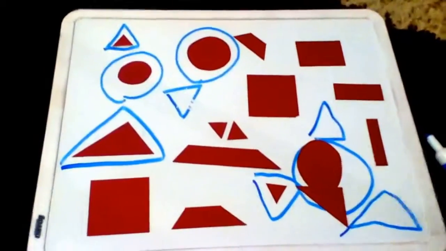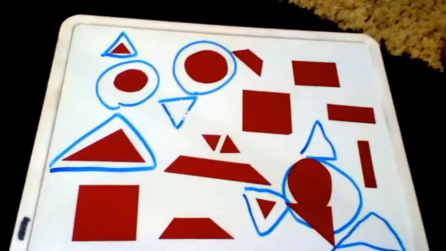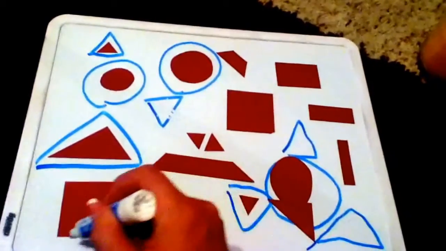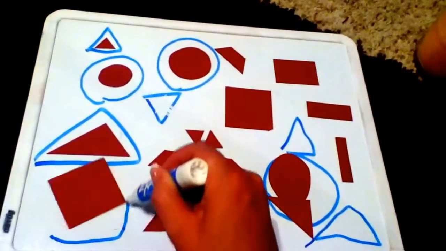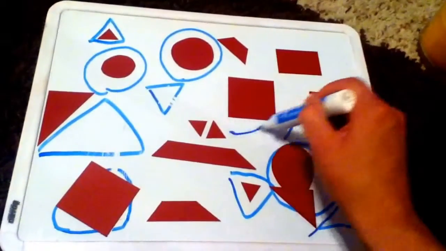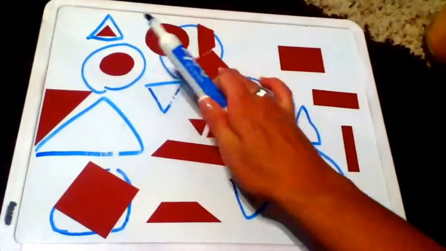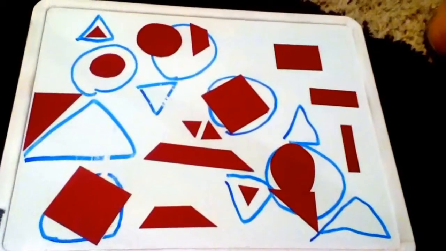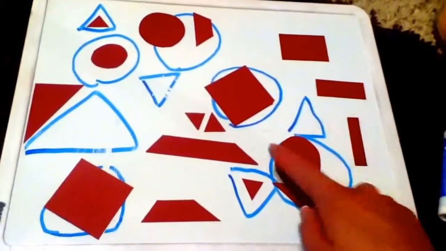Lastly, let's look for some squares. Which ones do we see that are squares? Good, we have this one. Oops. We have this one right here, and then we have this one right here. So how do we know that these are squares? Good, because they have 4 sides.